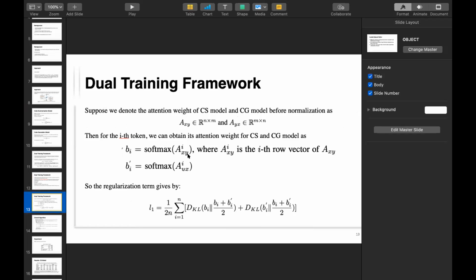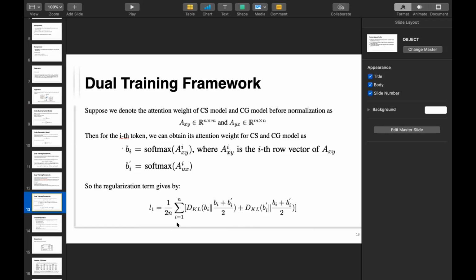Because AXY is the attention weight before normalization, we use the softmax of the i-th row vector of AXY to denote BI, and similarly for BI prime. So here BI and BI prime are probability distributions over the input sequence of tokens. And the regularization term is given by the bottom formula.